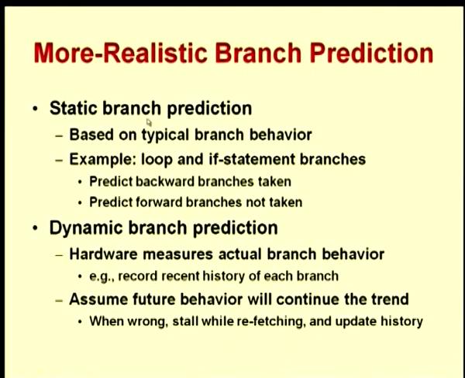Static branch prediction gives you only a certain amount of accuracy, but dynamic branch prediction has been proven to give much higher accuracy. The only thing is, when it is wrong, you will stall because you will have to refetch and then update the history again. So those are certain issues that we have to deal with. We will not go into details of this, but you should understand that there is something called static branch prediction and dynamic branch prediction, and for dynamic branch prediction you need hardware support. Most of the processors today have some kind of dynamic branch prediction mechanism, which is why we need to understand that this is a technique that is used in today's processors.